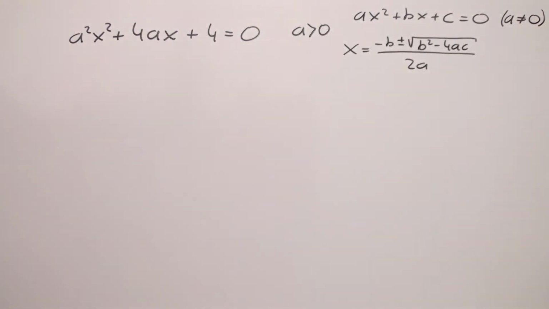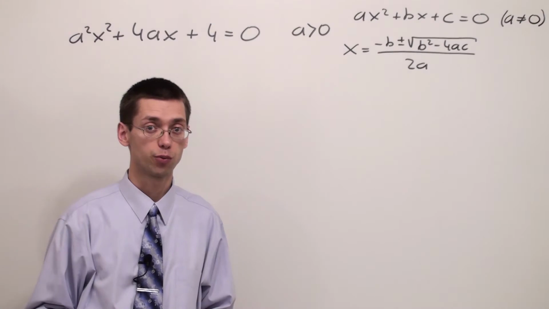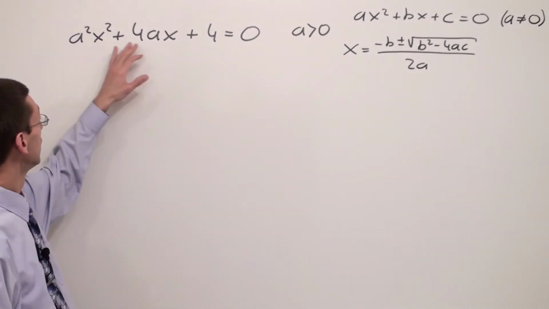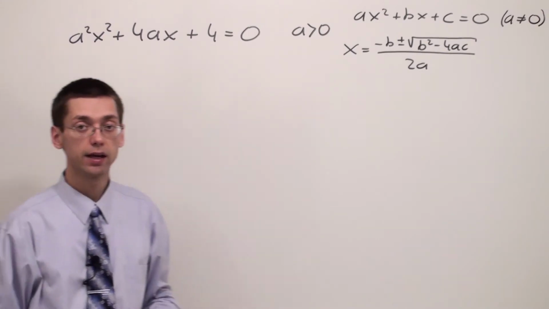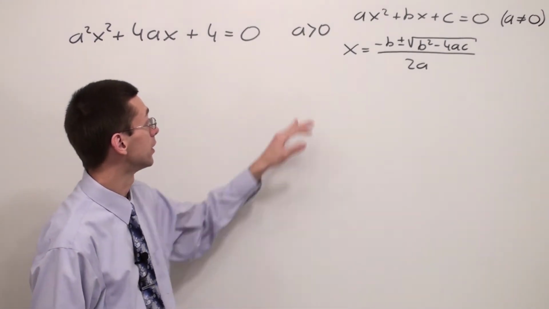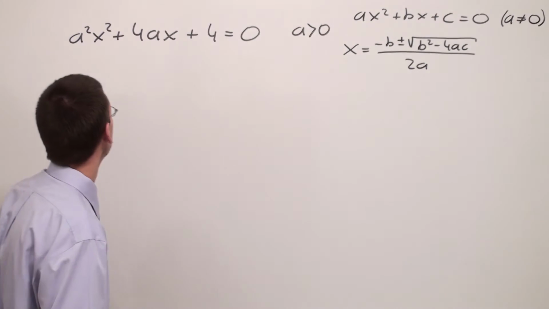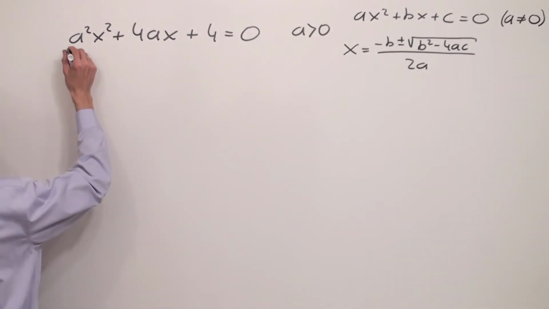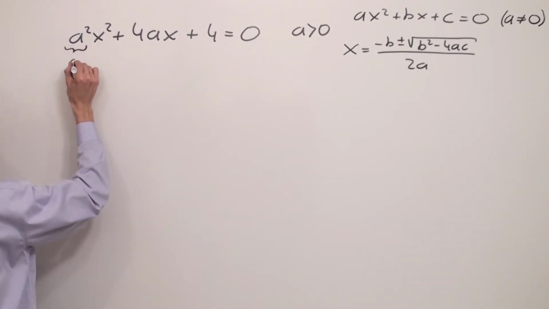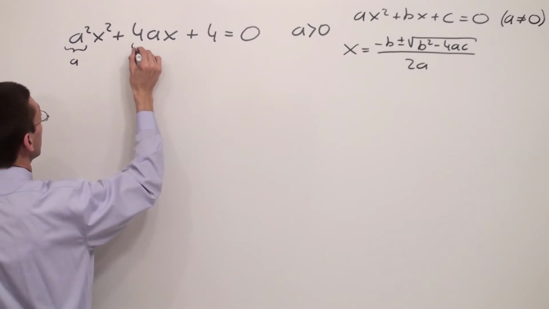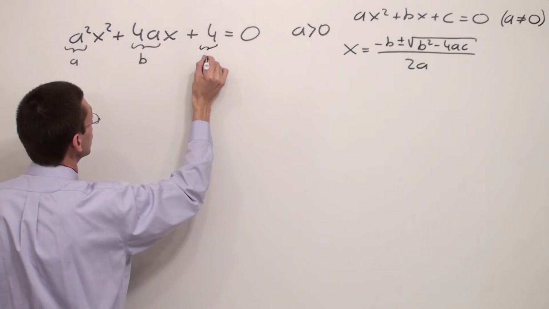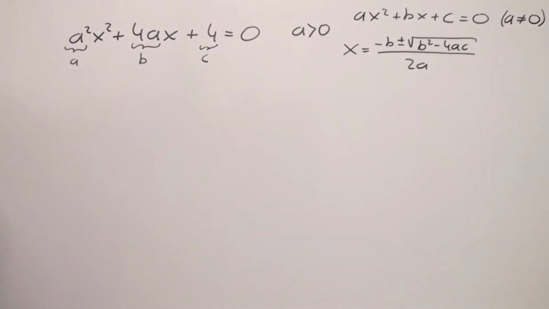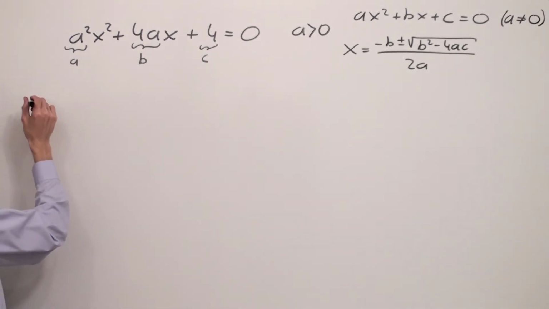We have another example on the board. Please keep in mind that we will try to solve this problem for x, where a represents any real number greater than 0. So this is my a, this is my b, and this is my c. First, we're supposed to write the quadratic formula.